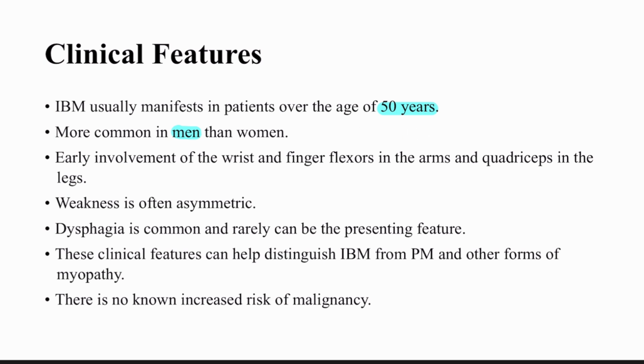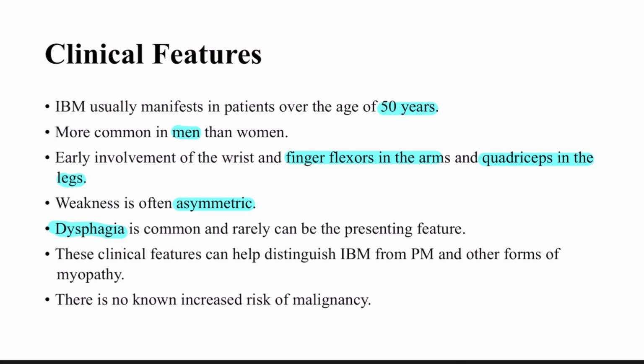But in inclusion body myositis, men are more involved than women. There is early involvement of the wrist and finger flexors in the arms and quadriceps in the legs, right? Finger flexors in the arms and quadriceps in the legs are involved. Weakness is asymmetric, okay. Dysphagia is very common. That is why we have to give some vocational or lifestyle exercises for the patients to improve, including one of those exercises for the purpose of dysphagia.